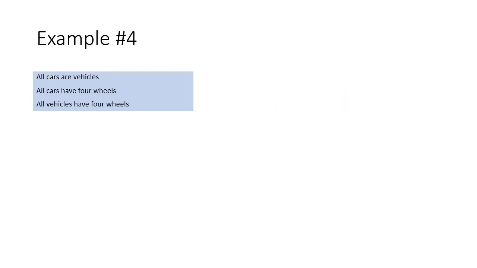All right, here's example number 4. Here's again, going to be an argument that isn't valid or invalid, and just like example number 2, this is a situation where everything is a universal. So you have all universals, in this case, all universal affirmatives. So all cars are vehicles, all cars have 4 wheels. So all vehicles have 4 wheels.